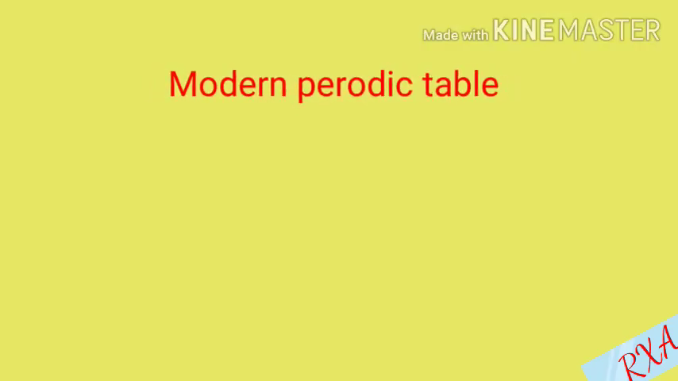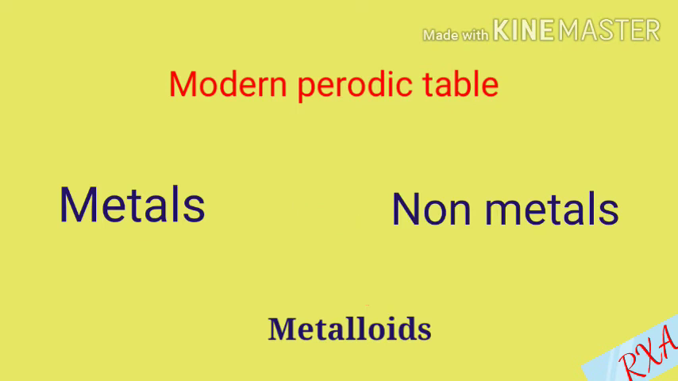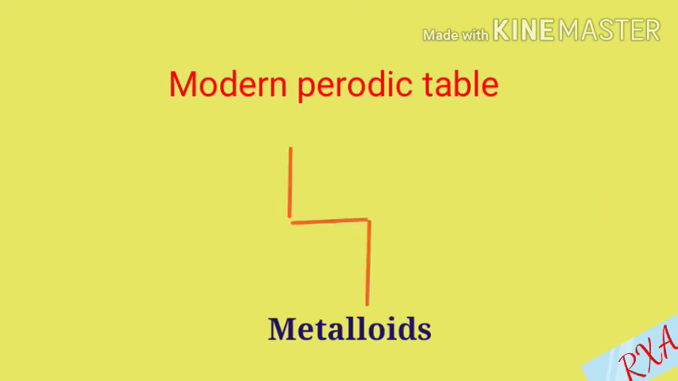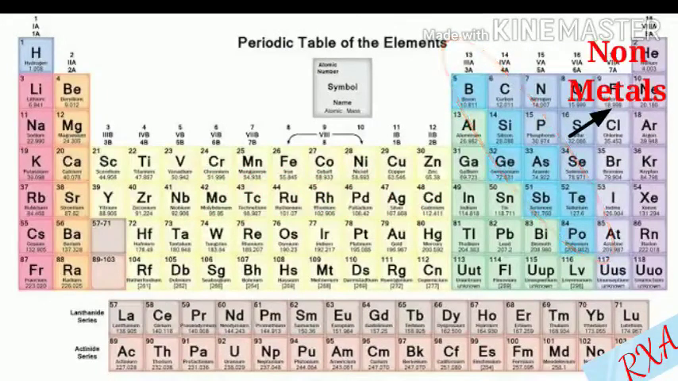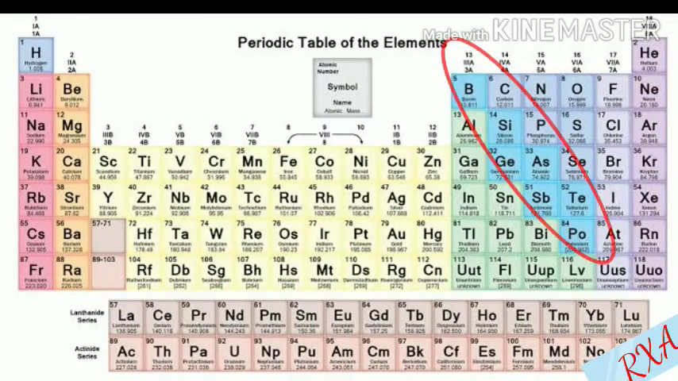The 3 traditional types of elements are separated by a zigzag line in the modern periodic table. All the metals lie on the left hand side of the zigzag line while all the non-metals lie on the right hand side. The metalloids lie along the border of this zigzag line.